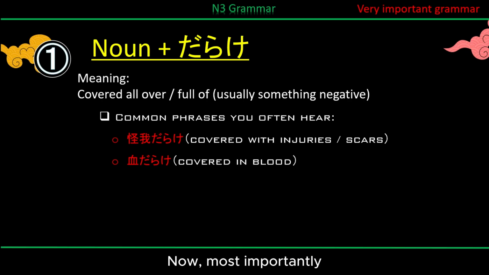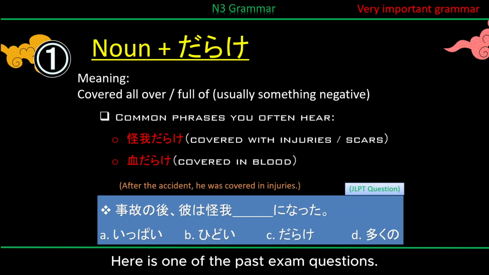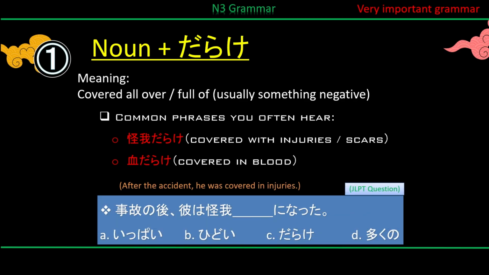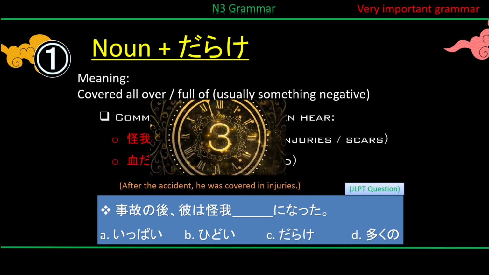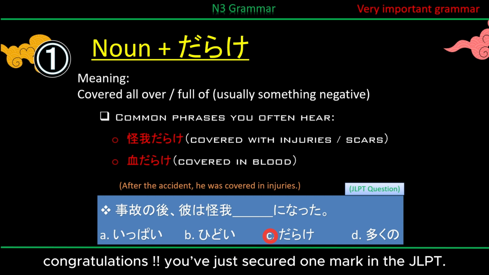Now, most importantly, let's look at a JLPT exam question to understand how this grammar actually appears in the test. So here is one of the past exam questions, which is Jiko no ato kare wa kega darake ni natta. So which one of the following four options do you think is the correct answer? The correct answer is C. So if you guessed it correctly, congratulations, you have secured 1 mark in the JLPT.